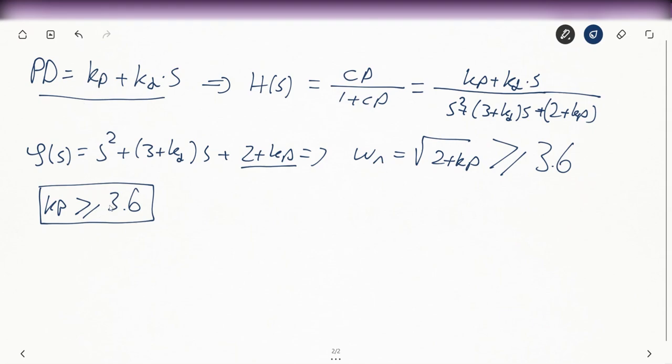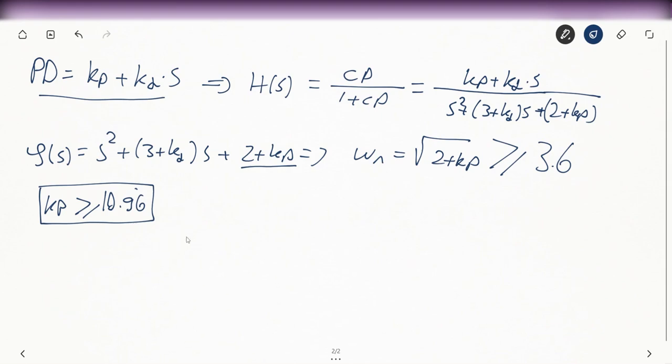I mean, sorry, not 3.6. I guess I'm wrong at this. It should be 10.96, as we have got before. Kp should be greater than or equal to 10.96. This is the first term of our proportional derivative controller.